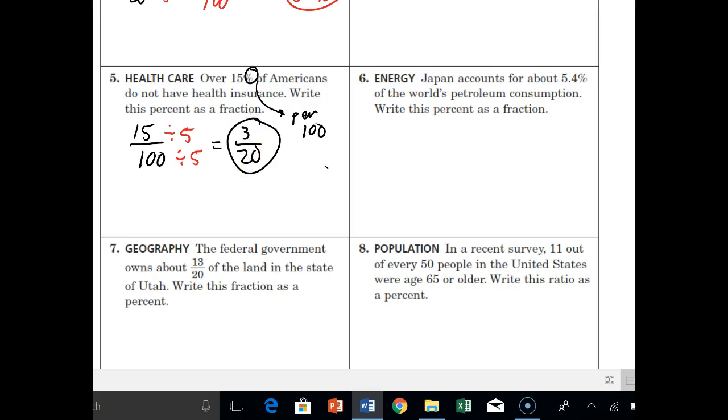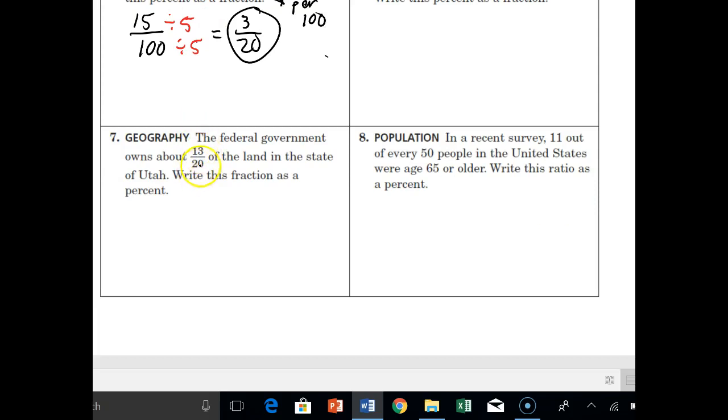All right, the federal government owns about 13/20ths of the land in the state of Utah. Write this fraction as percent. This should be old news by now. Again, you're just making base 10, times 5, times 5. What do you get out of this? You get 65 out of 100 using that reference sheet. So that's 65%, right?